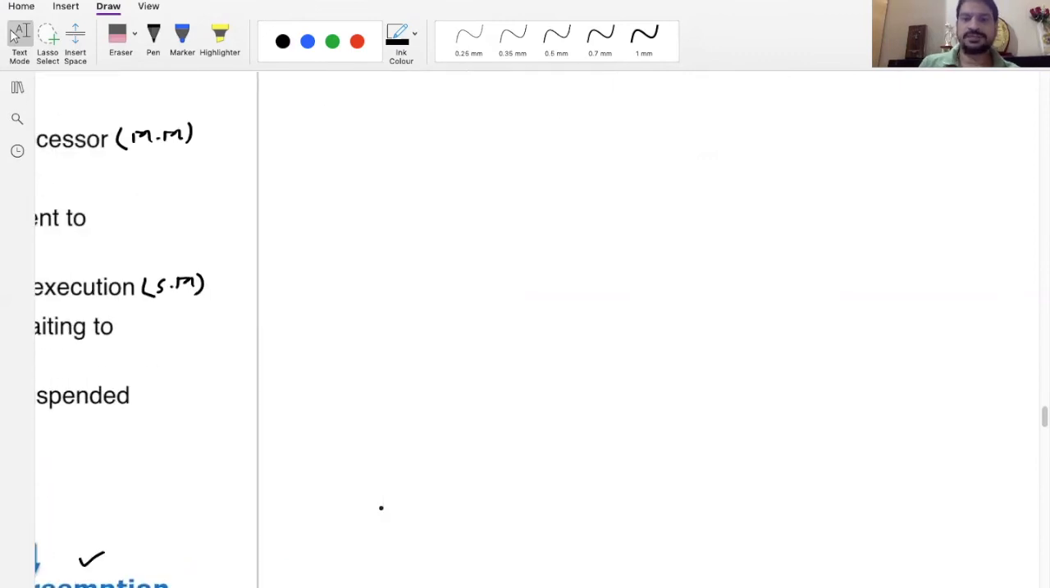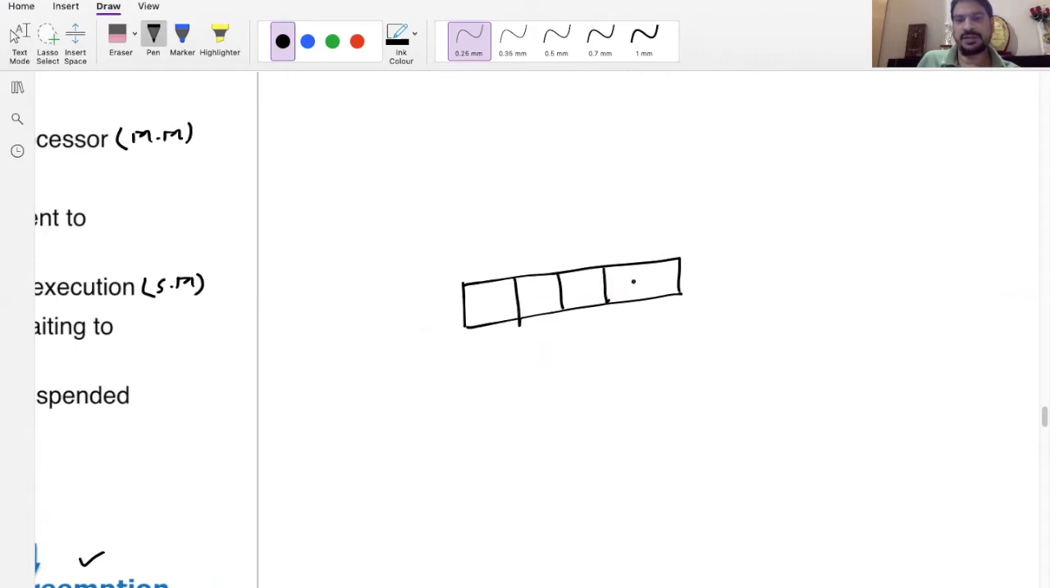Now, what happens when any process is ready to run, it will be accommodated in the main memory. Let's say in the main memory we have process 1, process 2, process 3, process 4, and process 5. This is the ready queue. Ready queue means these processes are ready to run.